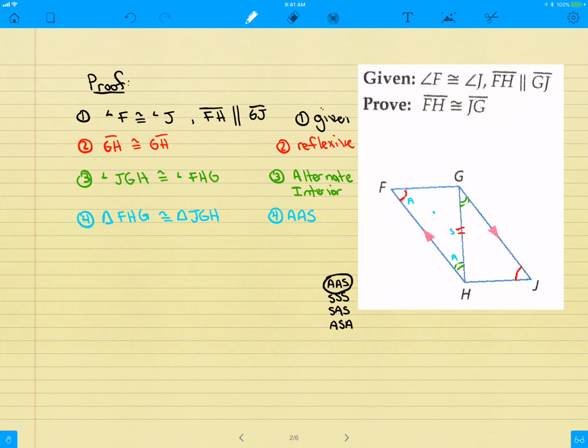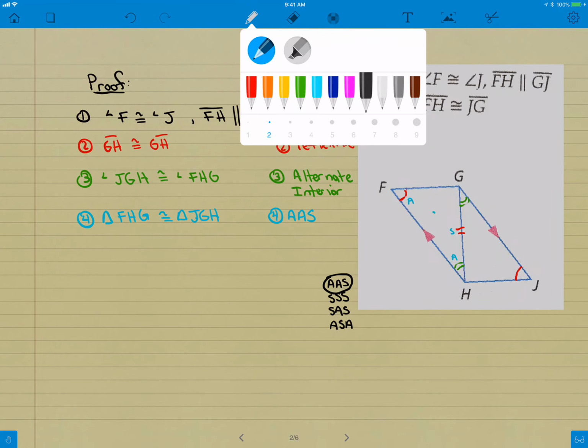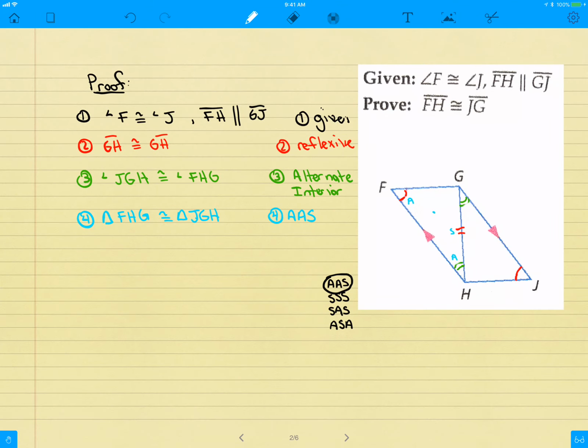Now, we haven't even finished this proof yet. The whole point of this proof was to show that certain walls are equal. Well, now that we know that the left triangle and the right triangle are actually equal to each other, I can jump to what I'm trying to prove here. So this is the final 5th line. I'm trying to prove that, therefore, the 2 walls are equal. FH, that's this wall right here, is equal to JG, that wall. So those walls are equal.